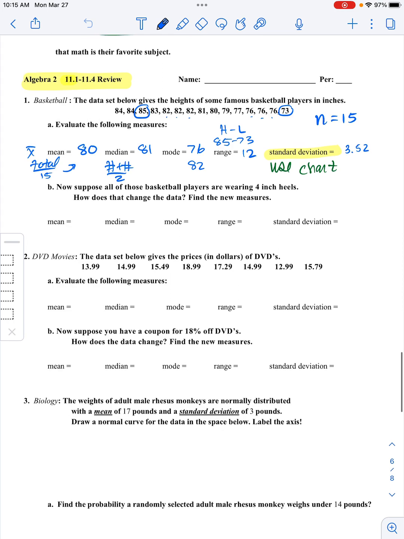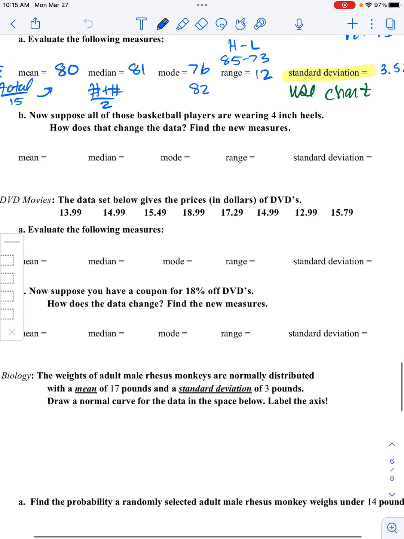numbers. Okay, so now suppose that all the basketball players are wearing 4-inch heels. That is adding 4 to each data set. So if you look back at your notes or you remember, that only is going to add 4 to the mean, median, and mode. Adding and subtracting does not change the standard deviation or the range. It only changes the measures of center.